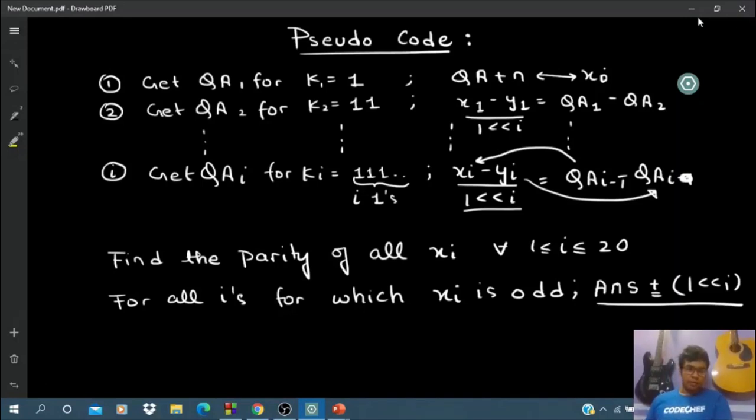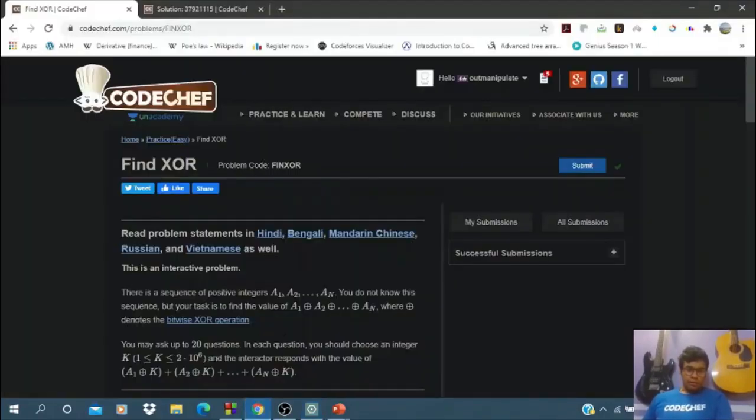So we have all the parities of xi's. Find all the parities of xi's for i from 1 to 20, and for all of the i's for which xi is odd, we add to the answer. We know that that bit is set in the answer, so we add 1 left bit shift operator i. We set that bit in the answer, and this is the pseudocode. So let's go on and see the implementation for this.